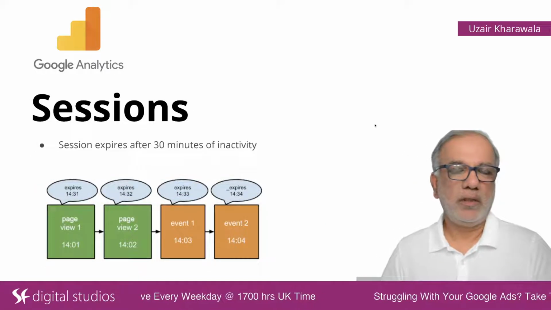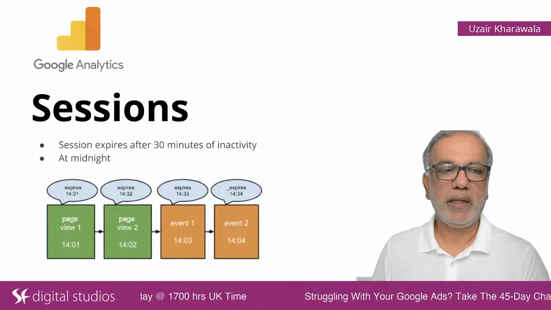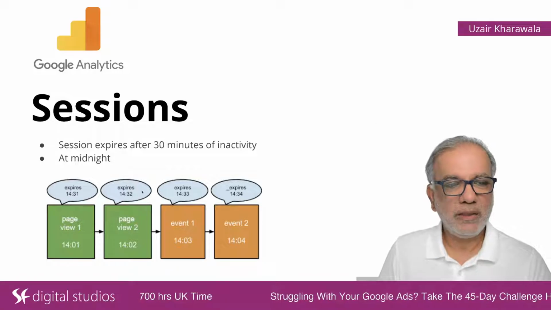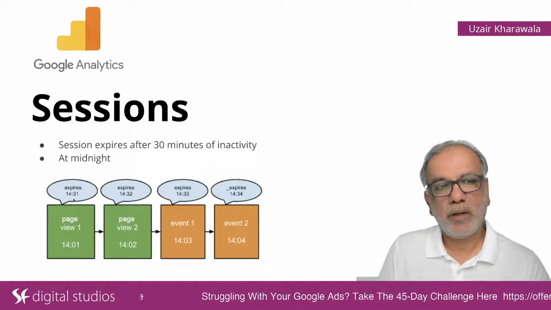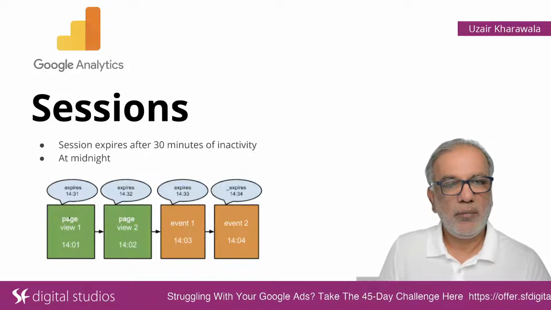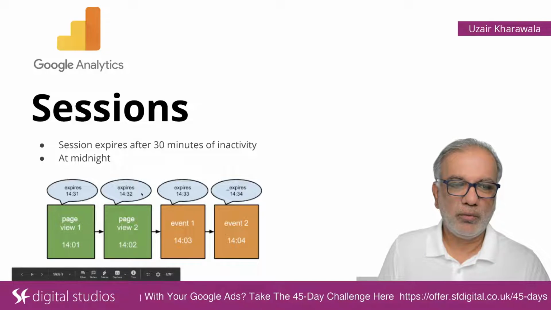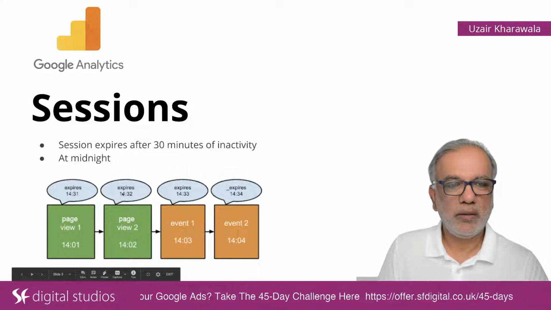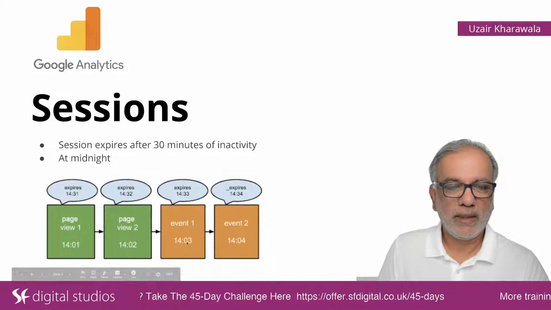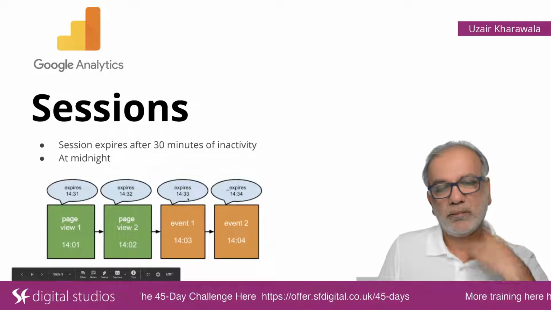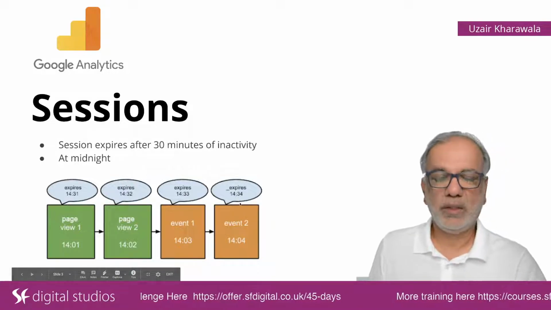A session is usually 30 minutes, and it obviously resets at midnight because it's the next day. So let's have a look over here. Someone visits a website at 14:01, so that session will expire at 14:31. Then after a minute of viewing that page, they go and visit another page at 14:02. So then that session will push forward to 14:32, and then on an event 01, that session is going to expire at 14:33, and whatever that time is over here, it will just add 30 minutes to it.